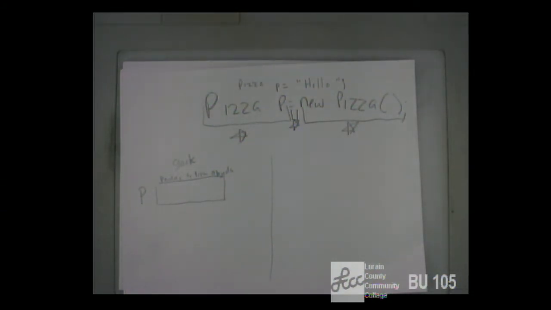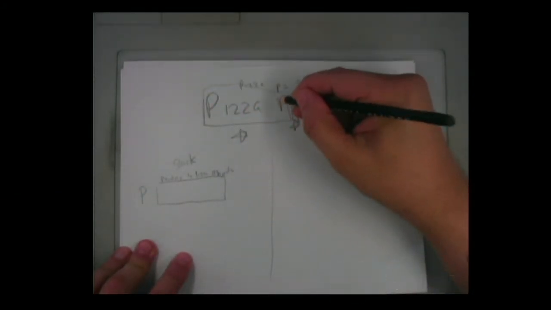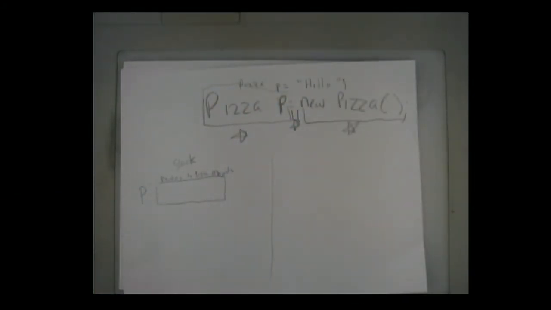So I can't stuff a string object reference in a pizza object reference. I couldn't even stuff an order in there, right? Because it's not a pizza. By saying this part, this says that p can only point to pizzas, can't point to orders, can't point to any other object that we have, only pizzas.